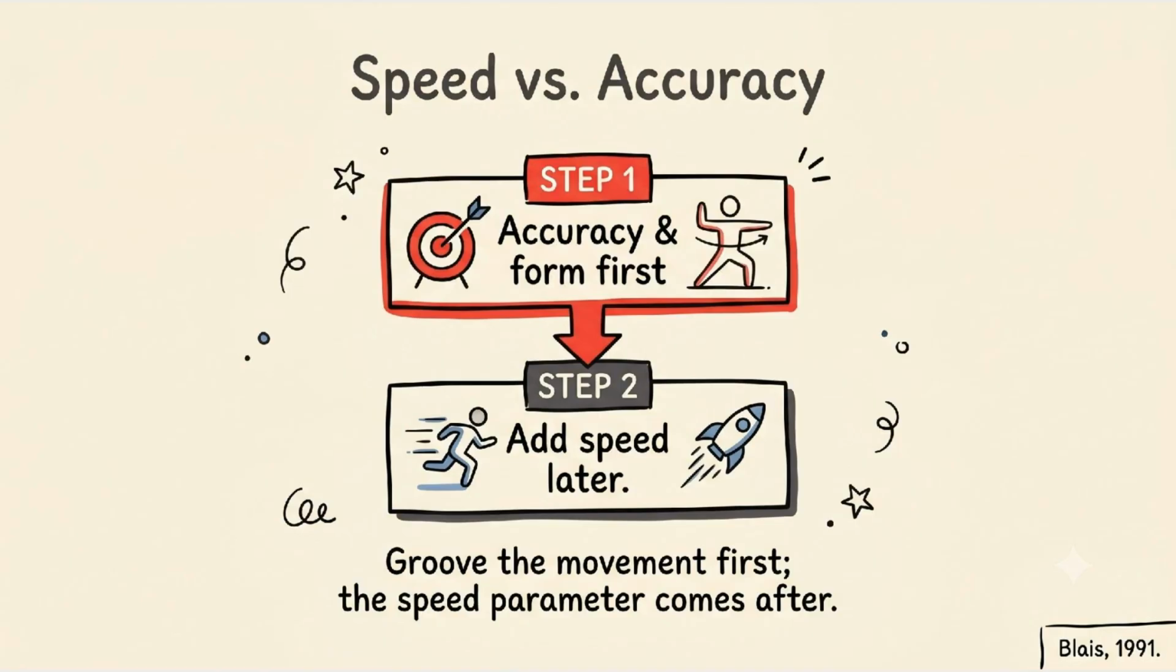Accuracy before speed. This runs against a strong intuition, especially in sports that prize quickness, where everyone wants to go fast immediately. So it's worth saying out loud to your learners, we're going to build it right before we build it fast, because that's actually the faster road in the end.